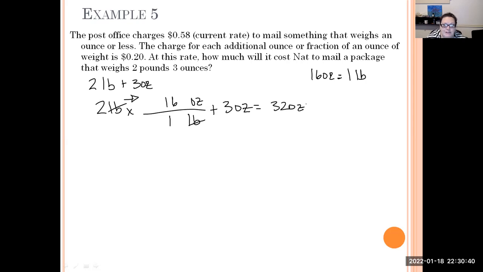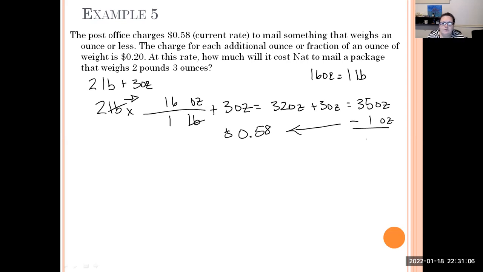But we have our plus 3 ounces. And so that gives us 35 ounces. So that's how much her package weighs that she's wanting to mail. Now we know the first ounce is going to be 58 cents. So we could subtract 1 ounce and know that that is 58 cents.